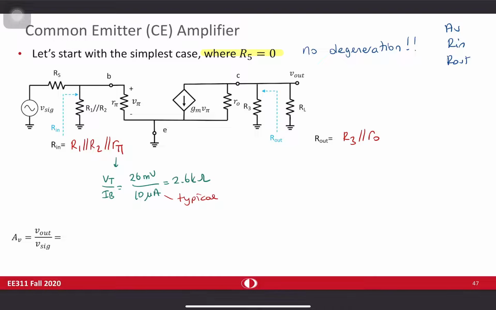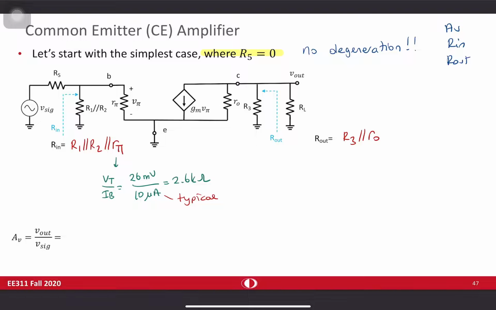And if you compare this R out value with the common source case, they are comparable, they are the same, right? In that case, we find it like Rd in parallel with R0, which is exactly the same. And R0 values of these two transistors are comparable also. There's not a big problem over there. Let's find the gain of it.